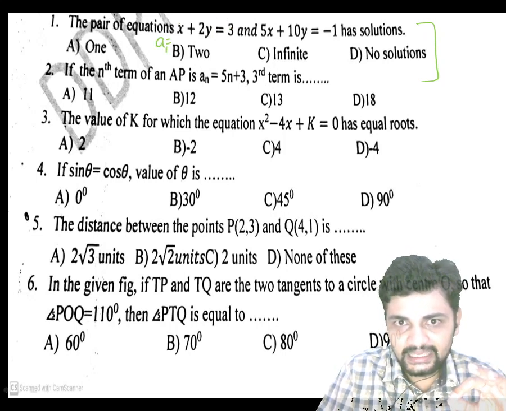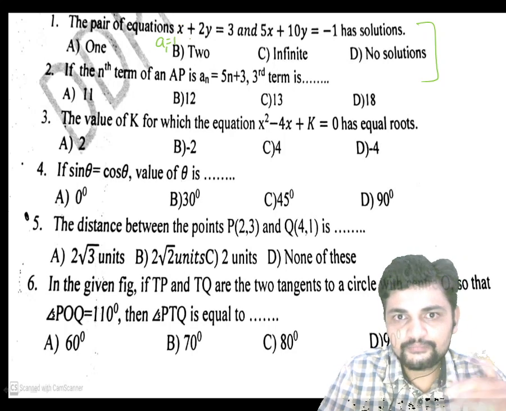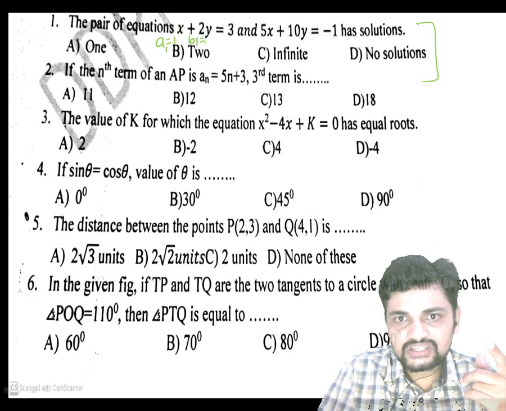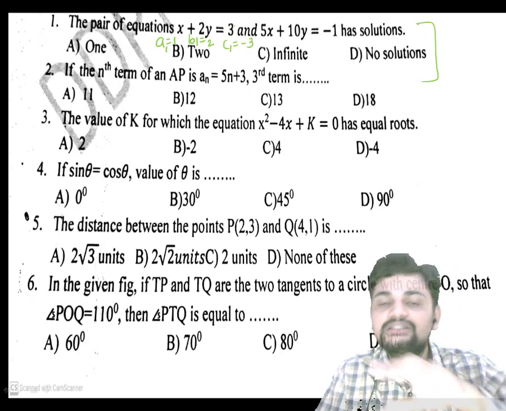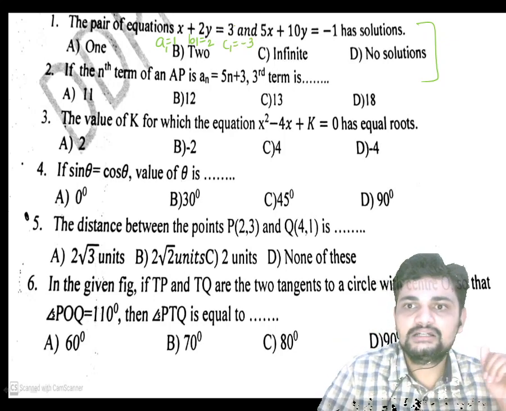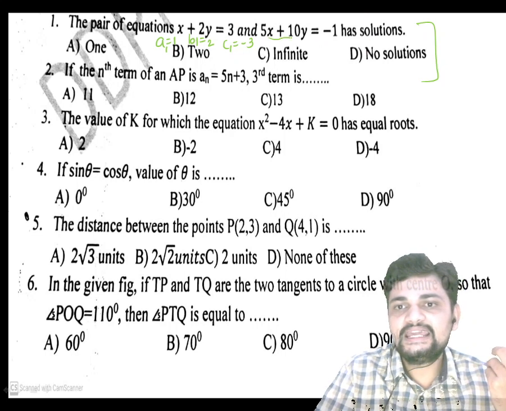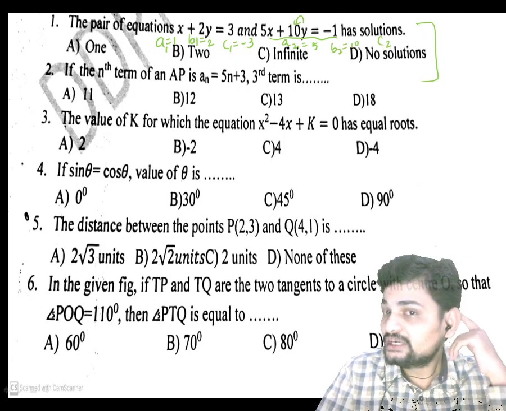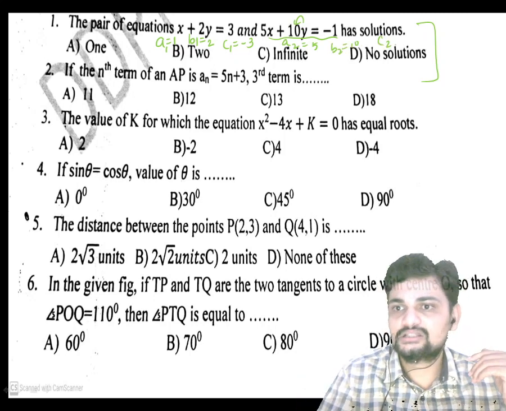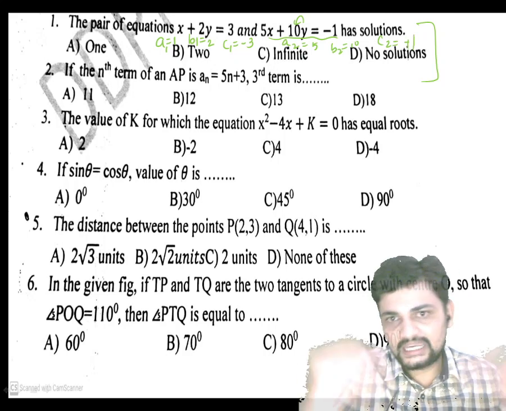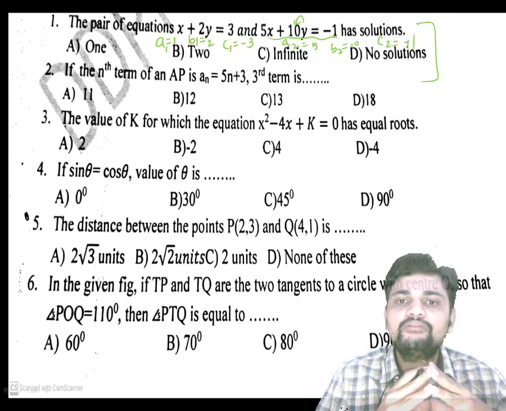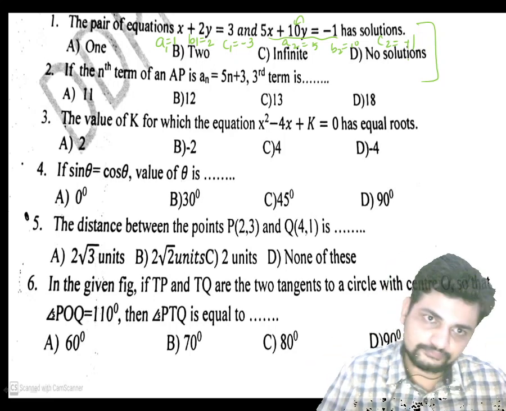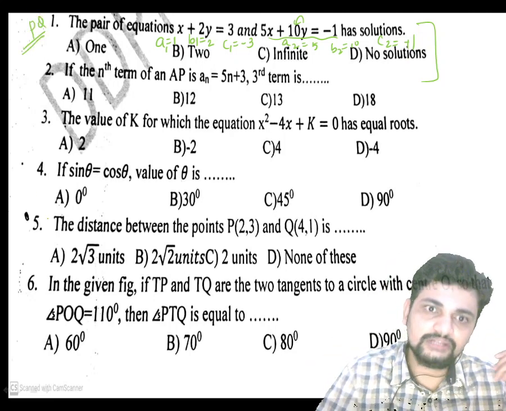So on comparing, a1 is the coefficient of x, which is 1, b1 is the coefficient of y, which is 2, and c1 is minus 3, because I am taking 3 from right hand side to left hand side. Similarly, here in the second equation, a2 is 5 and b2 is the coefficient of y, which is 10, and c2, take minus 1 to LHS, it will become plus 1. So c2 will be plus 1. So take a ratio and see which option is more suitable. So this first question is a practice question.